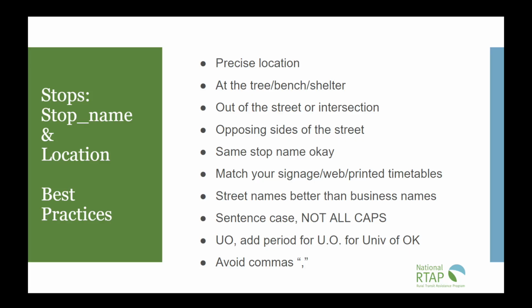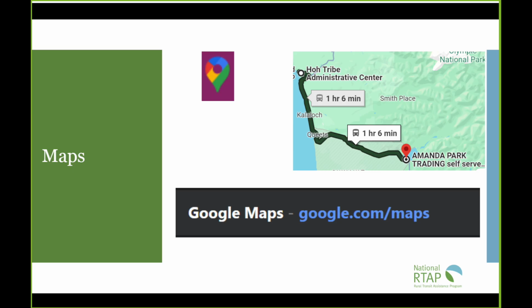Match your signage, your website, and your printed material to the stop name. The street names are better. Sometimes businesses go out of business and you won't have to reprint. Please use sentence case, not all caps. And when you do need a capitalization, like an abbreviation, use a period between those so it'll be clear that it's an abbreviation. Avoid using commas, as this is comma-separated values. Google Maps is where you will see a trip planner once you publish your data.